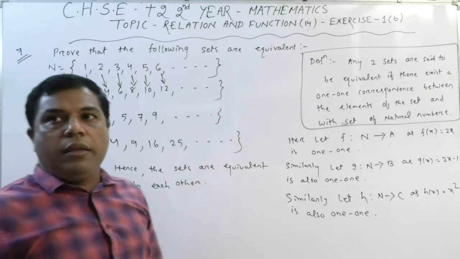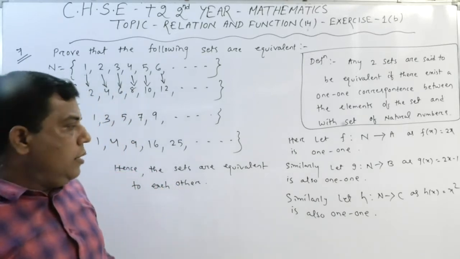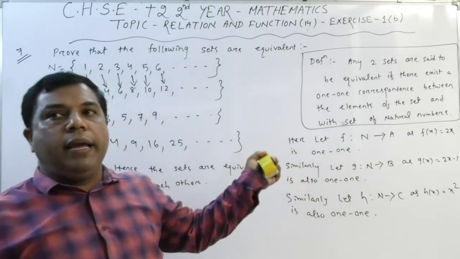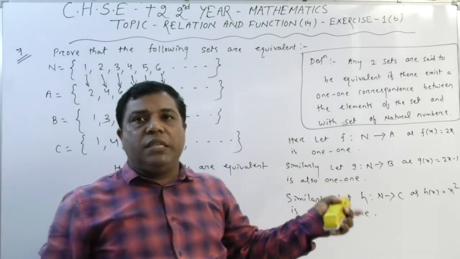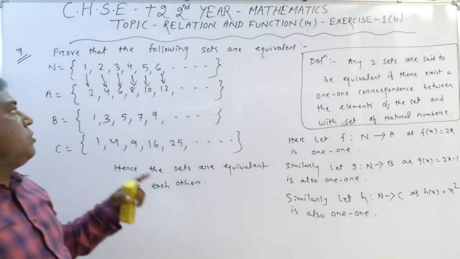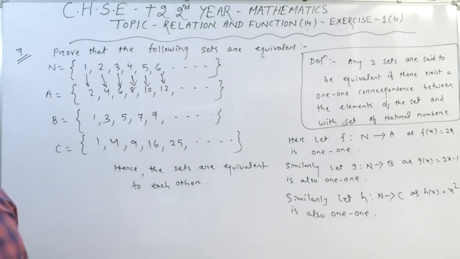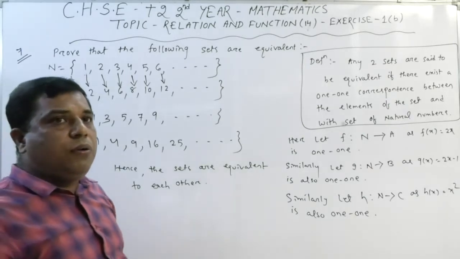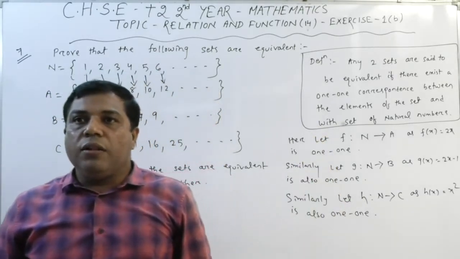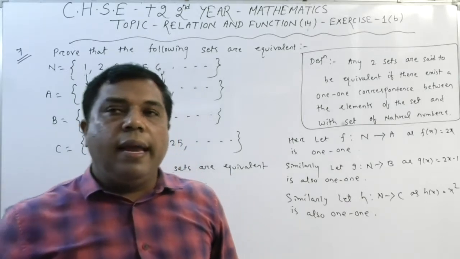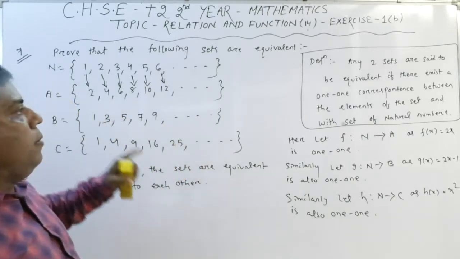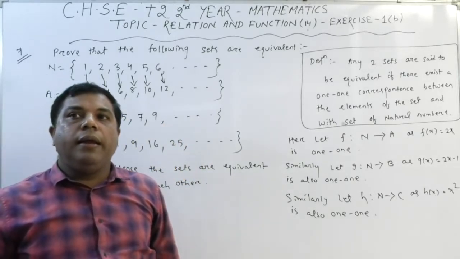Clear? Yes or no? So my dear students, as N is equivalent to A, N is equivalent to B, N is equivalent to C, hence A, B, C and N are equivalent to each other. That is the solution of this problem. Now go through it and try to learn the concepts of equivalence and the condition of equivalence between the elements of sets. Okay, so with this we conclude this problem. Now we'll move to our next problem.